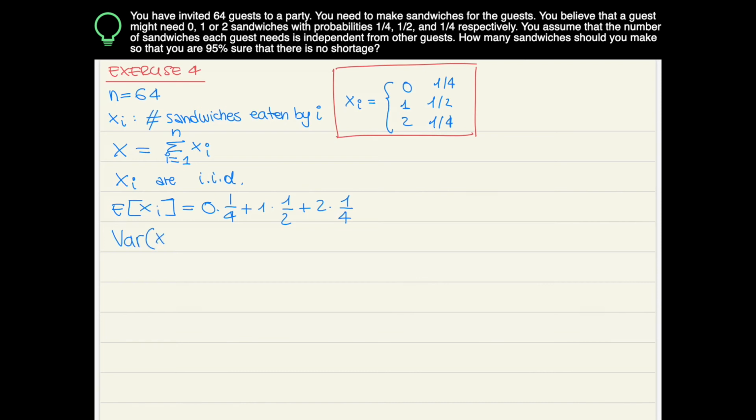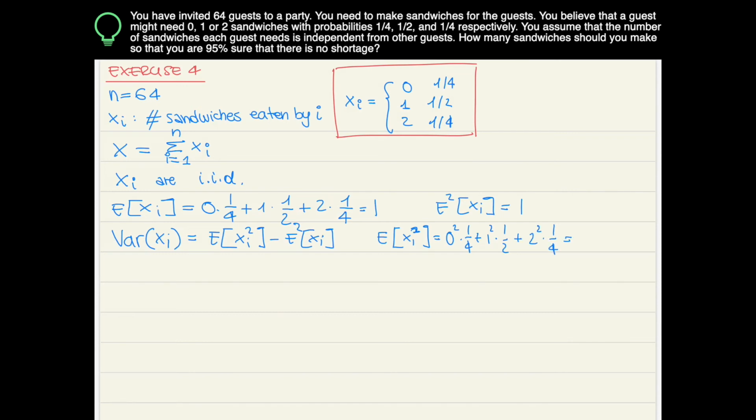And the variance of xi, we can calculate this using the formula: the expected value of xi squared minus the expected value of xi, squared. The expected value of xi is 1, so the square of this is still 1. And the expected value of xi squared will be equal to 0 squared times a quarter plus 1 squared times a half plus 2 squared times a quarter. So this is 1.5, and therefore 1.5 minus 1 is equal to 0.5.